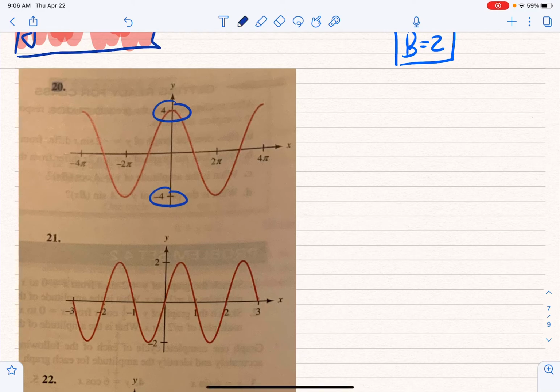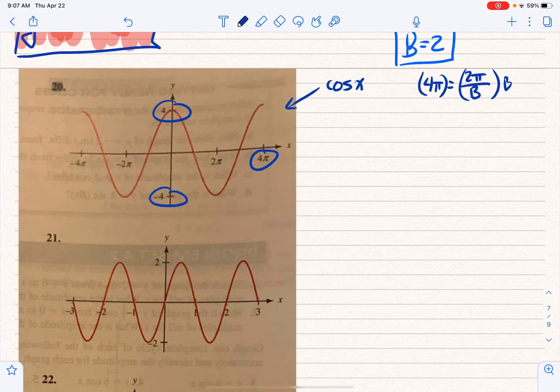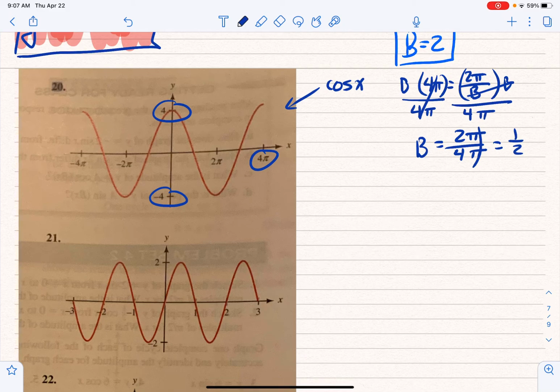It starts high. It looks like a valley, so this is clearly the cosine function, okay? And we can see that the period is 4 pi. So if the period is 4 pi, that means that 4 pi is equal to 2 pi over b, all right? And if you do your work and multiply both sides by b, these cancel out, and then you divide both sides by 4 pi, look what happens. These cancel out. You get b is equal to 2 pi over 4 pi. Pi's cancel out, and you get 2 over 4, which is 1/2. So the b value is actually 1/2.